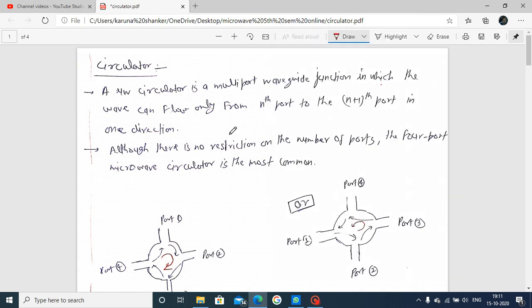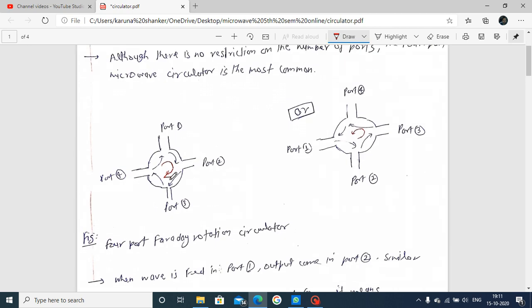Next topic, circulator. The circulator has n number of ports, but generally we use a 4-port circulator. A microwave circulator is a multi-port waveguide junction in which a wave can flow from the nth port to the n plus 1 port in only one direction. Here we consider a 4-port circulator.